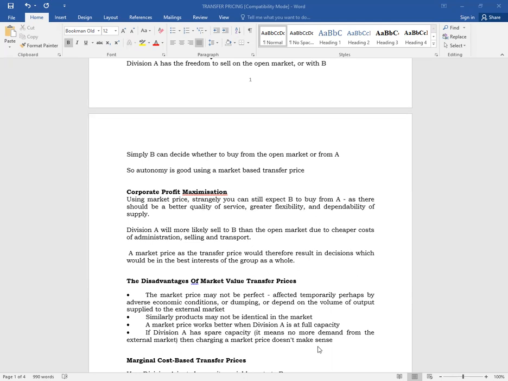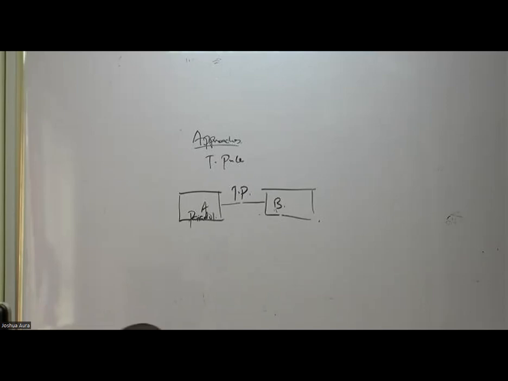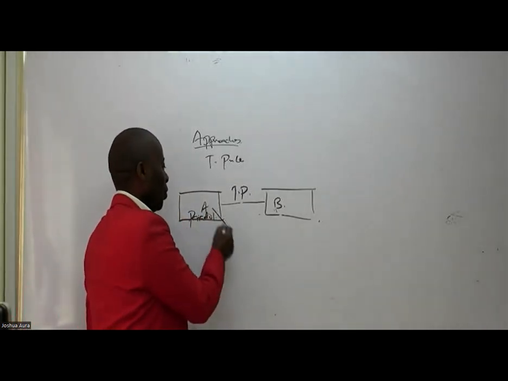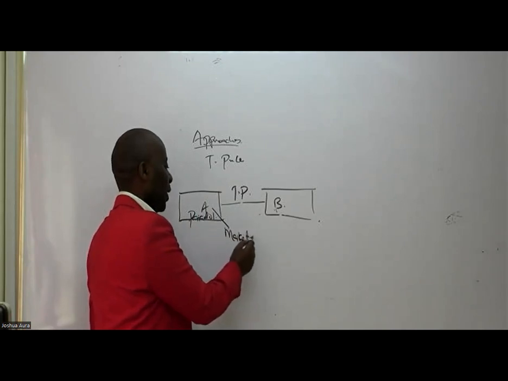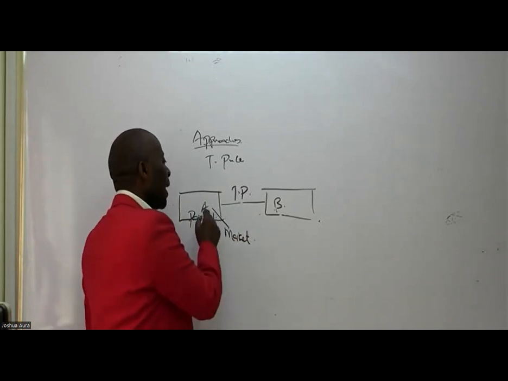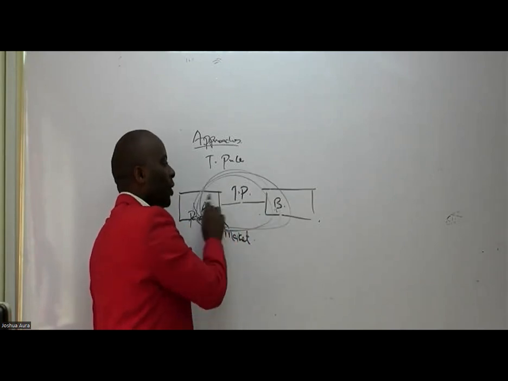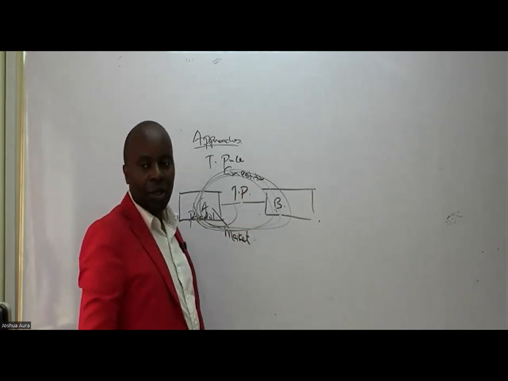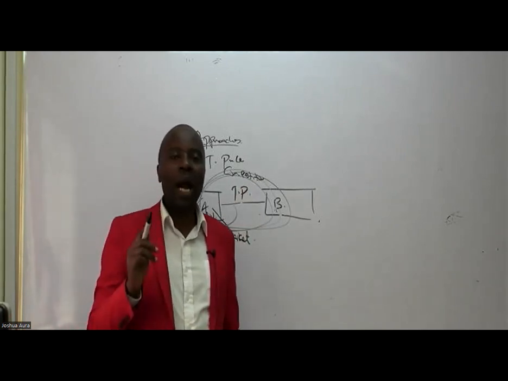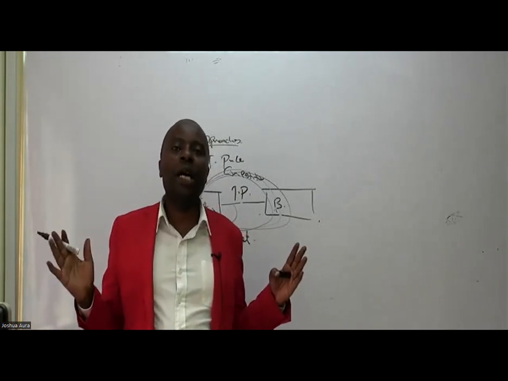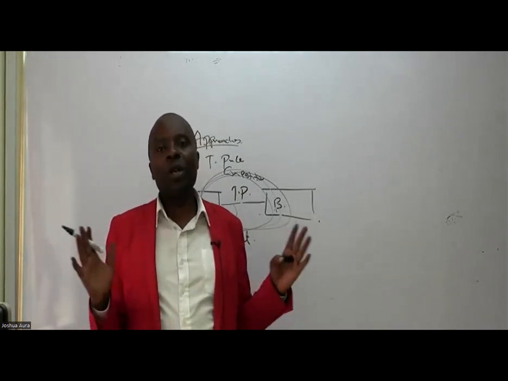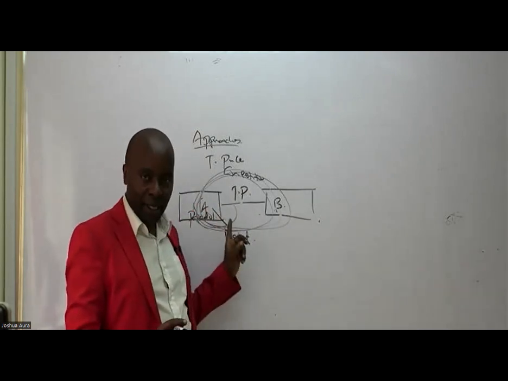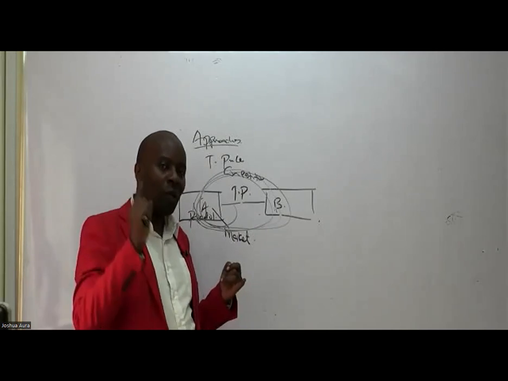Ladies and gentlemen, I would have explained this thing even much better. As an advantage, when we tell this person here to sell their goods at the market price, we shall be exposing all these divisions to competition. So when they know that there is competition from out there, and given that the divisions are autonomous, they are allowed to make their own independent decisions, these guys must really do their best in terms of producing high quality goods.